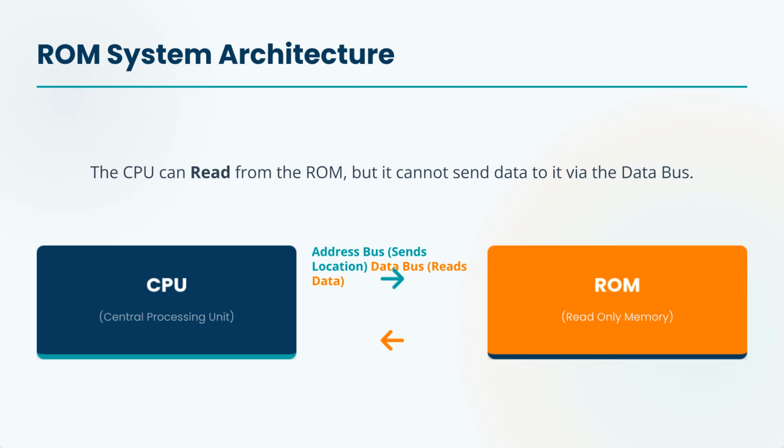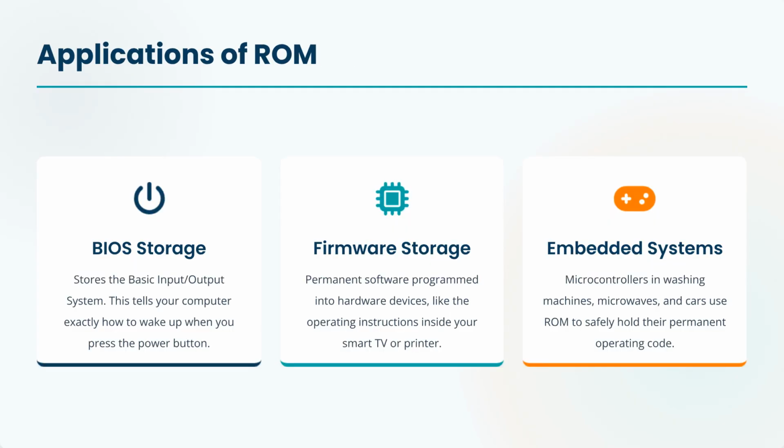In the ROM system architecture, the central processing unit can read data from the ROM via the data bus after sending a memory location through the address bus. However, the CPU cannot send data to the ROM via the data bus. ROM is used in several applications. This includes BIOS storage, firmware storage for hardware devices like smart TVs and printers, and in embedded systems such as microcontrollers and household appliances and cars.